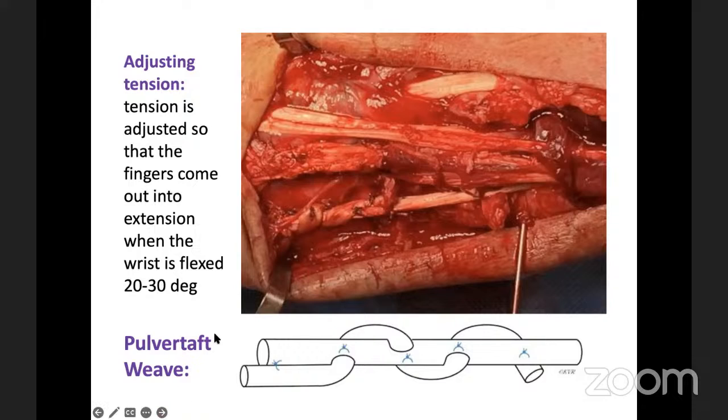Pulvertaft weave, this can be a question in itself. So basically, if this is my flexor and let's say that's my extensor tendon, so I'll, with a knife, stab it, pass the tendon, put a knot, and then come at 90 degrees. So see this, so this was a stab at the side of the tendon.